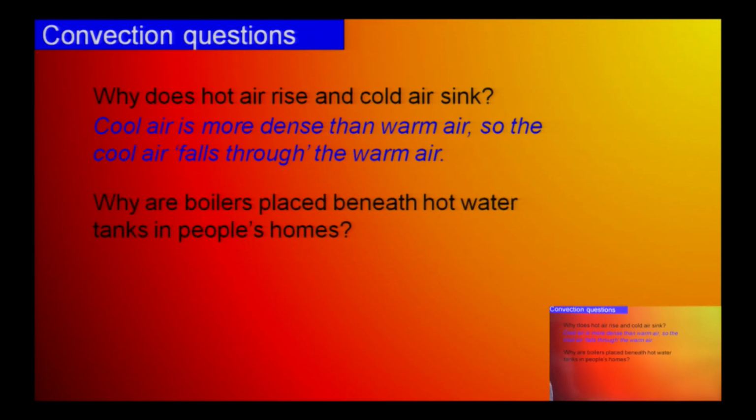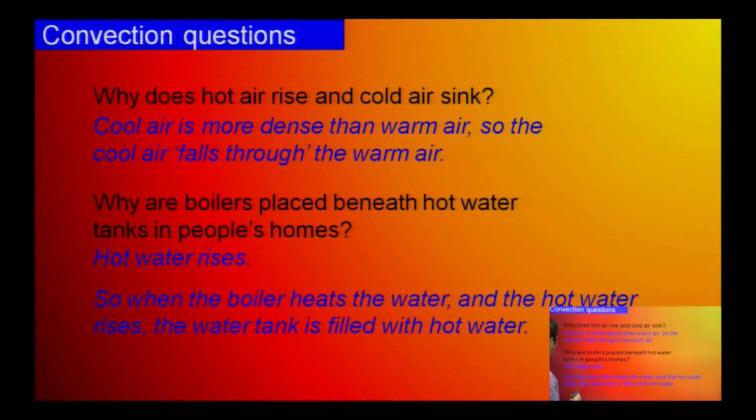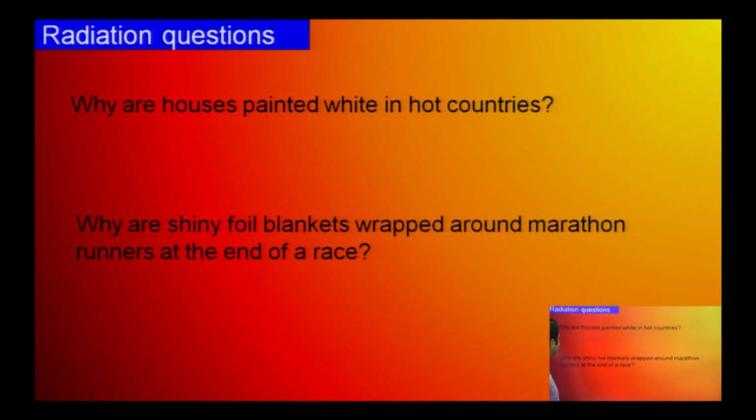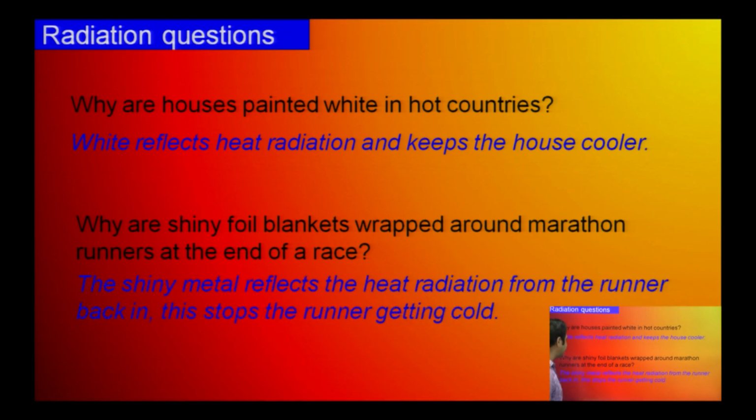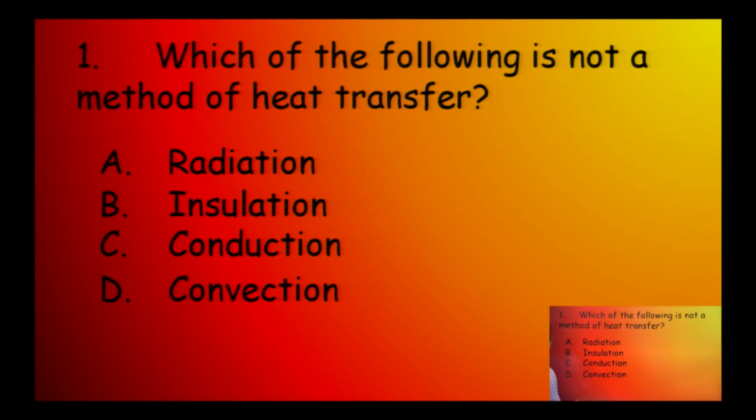Why are boilers placed beneath hot water tanks in people's homes? Let's see. Hot water rises. So when the boiler heats the water and the hot water rises, the water tank is filled with hot water. Why are houses painted white in hot countries? White reflects heat radiation, as we have just seen, and keeps the house cooler. Why are shiny foil blankets wrapped around marathon runners at the end of a race? The shiny metal reflects the heat radiation from the runner back in, which stops the runner getting cold. The shiny part reflects more, so that's why more heat is retained. Okay, so let's have these multiple choice questions.